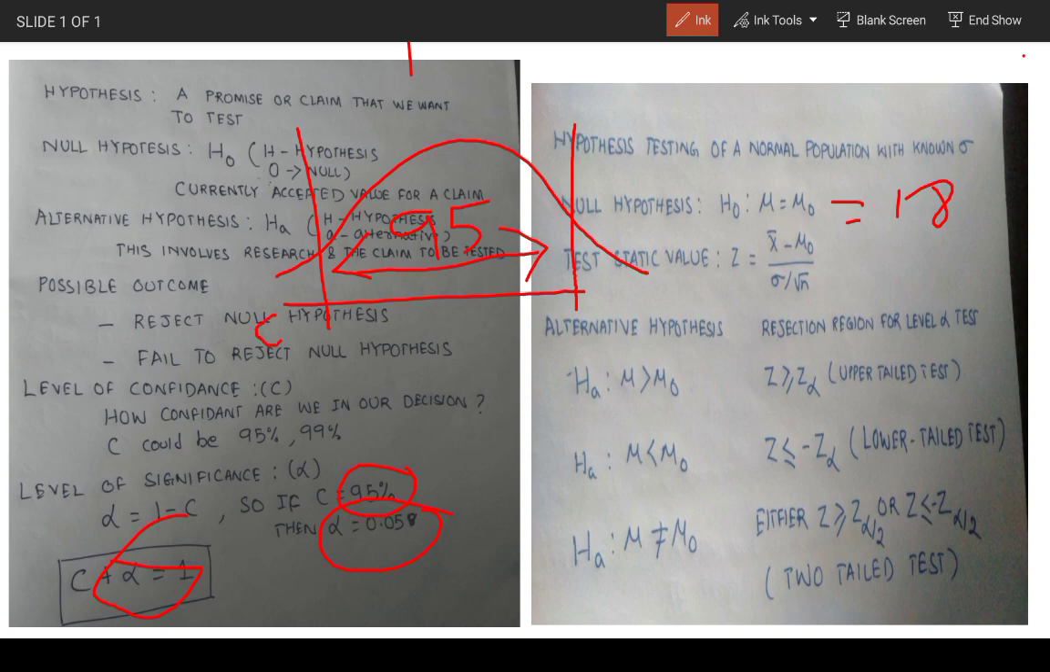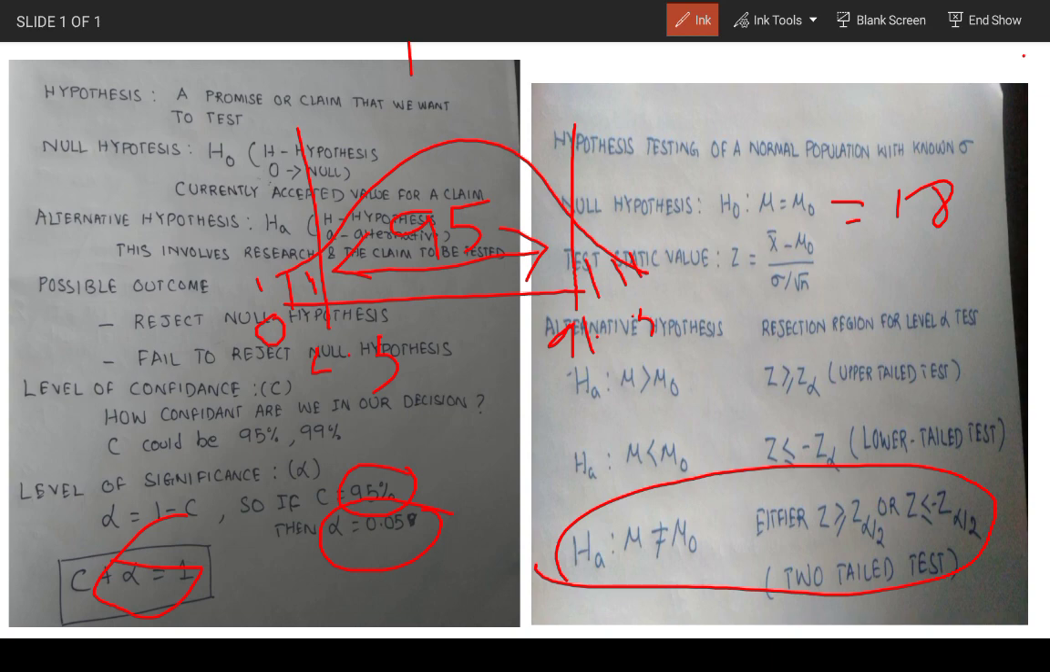Let's say this is 0, 2.5, and this is your 97.5. So any area outside of this is where my null hypothesis is not working. So my alternative is either Z is greater than Z alpha by 2 or Z is less than negative Z alpha by 2. This is called two-tailed testing.